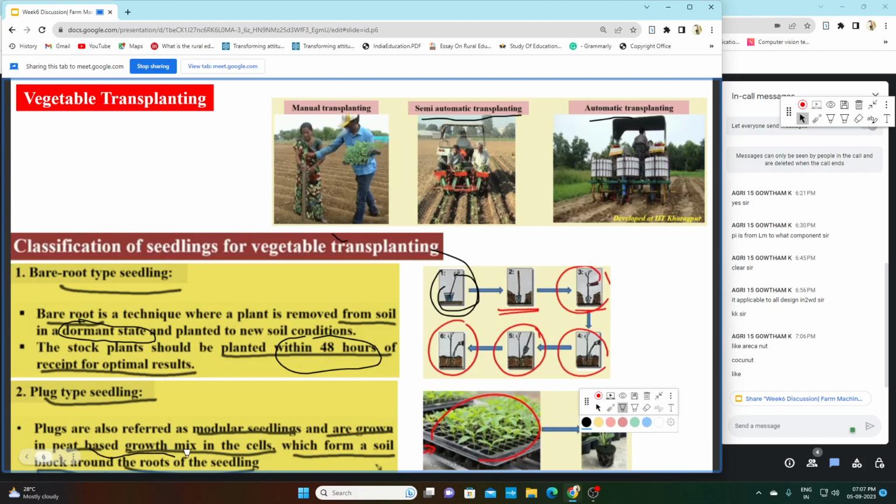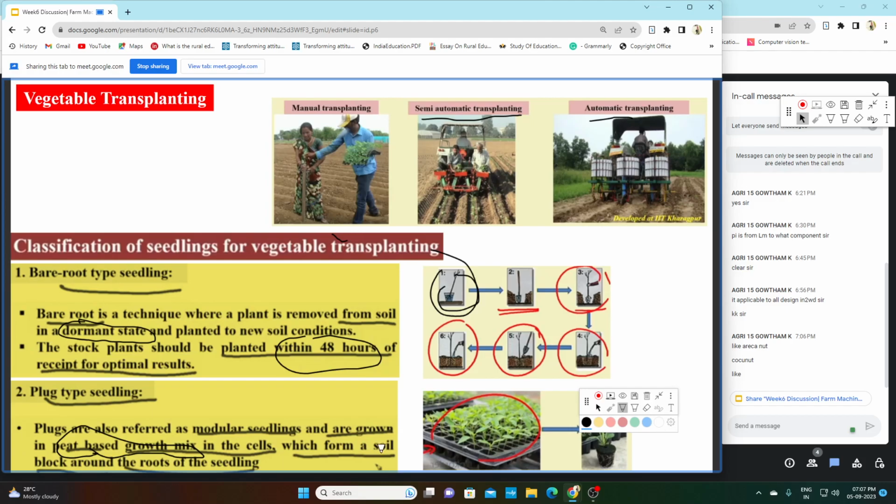What is peat based growth mix? These are vermicompost, these are not soil. This vermicompost is kept in all those cells, and after that we are putting seeds in all those cells.